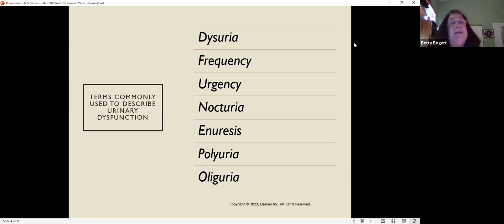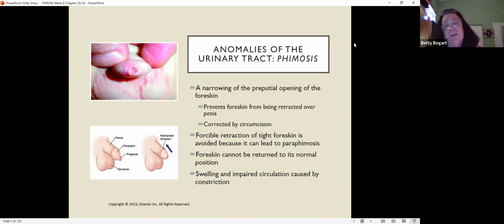Enuresis is bedtime wetting. Now, there's a couple types of enuresis. Is it due to diabetes insipidus? Is it due to diabetes mellitus? Or is it a urinary tract infection? So we really have to look at these, figuring out why they are going on. Polyuria, urinating a lot, and oliguria, you're not urinating. So understanding definitions is important.